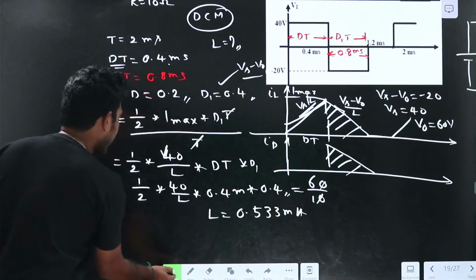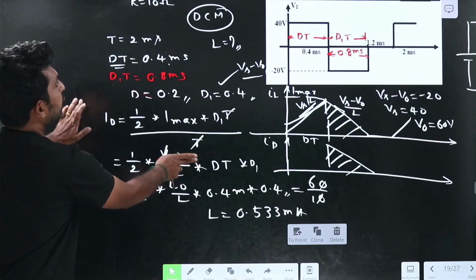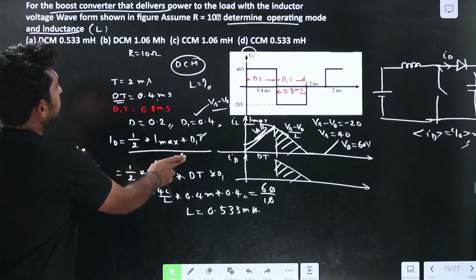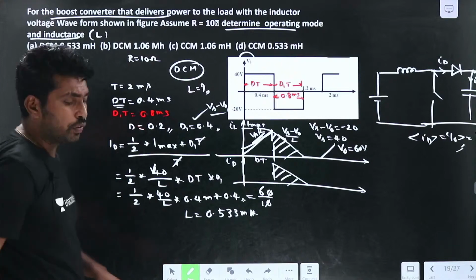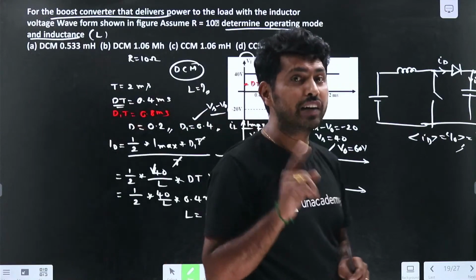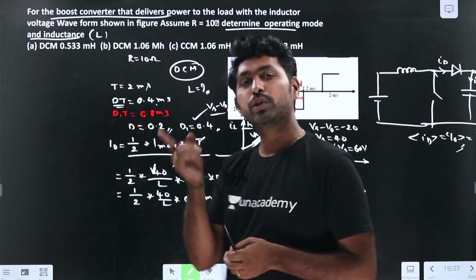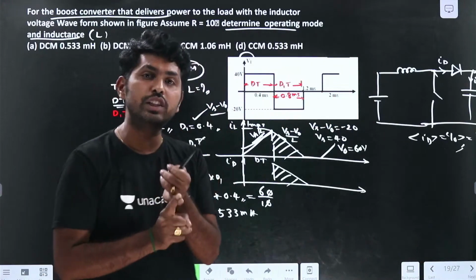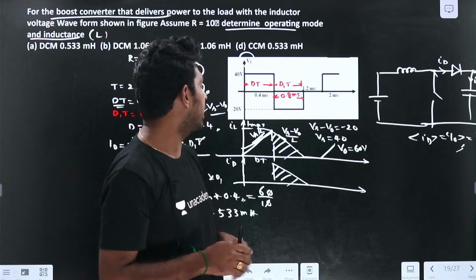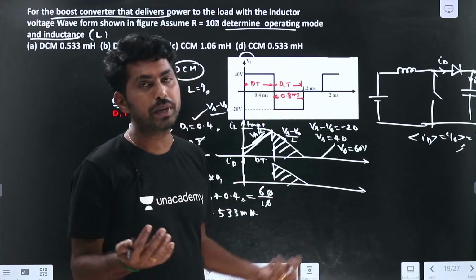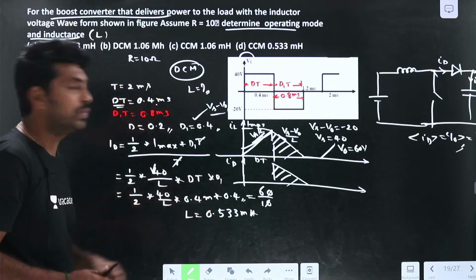So this is how we will find the inductance value. What we have done here, in case of buck converter, we have used the relation IL equal to I naught. In case of boost converter, we have used the relation ID equal to I naught. For this, we just need minimum basics. If you know those basics, you can directly find the inductance value.